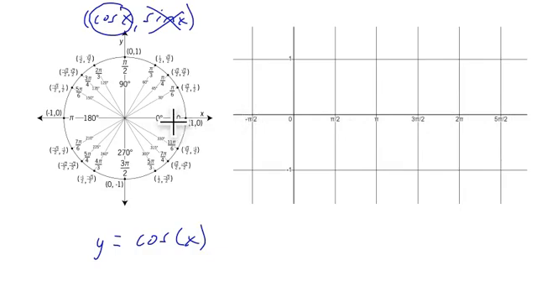At 0 radians, the x-coordinate around the unit circle is 1. So that'll be our y value. At pi over 2 radians, the x-coordinate around the unit circle is 0. At pi radians, the x-coordinate around the unit circle is -1, so that's our y value. And at 3 pi over 2 radians, the x-coordinate is back to 0. And one full circle, or 2 pi radians, the x-coordinate is back to 1.